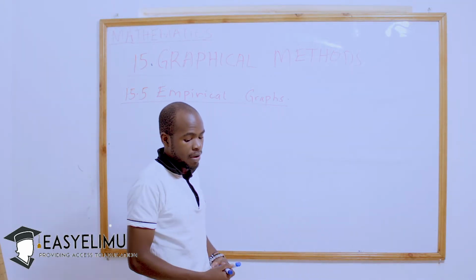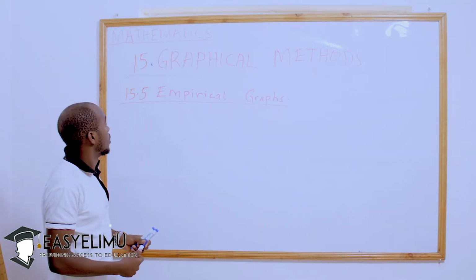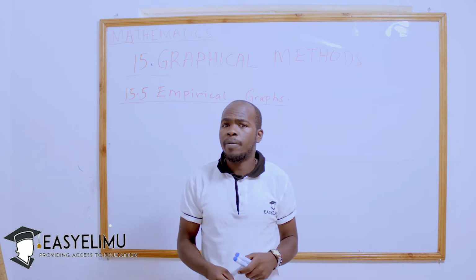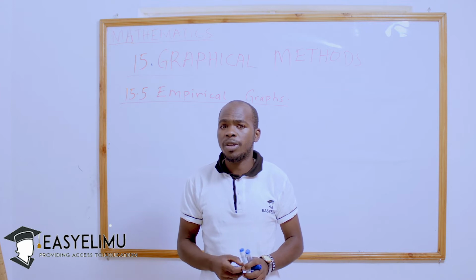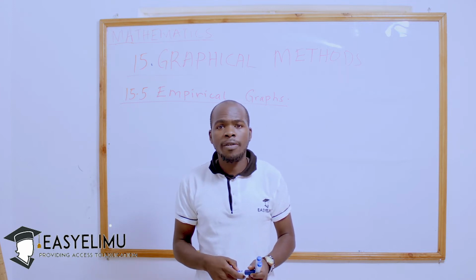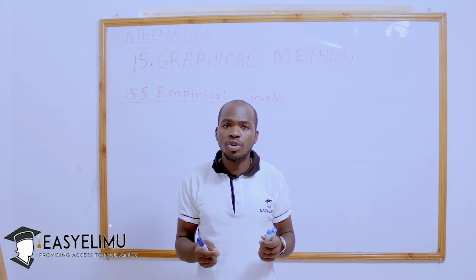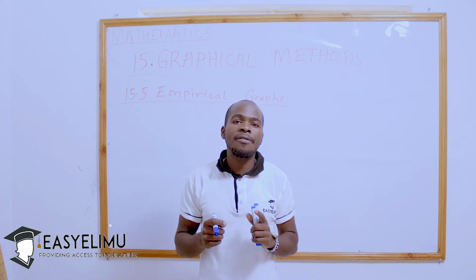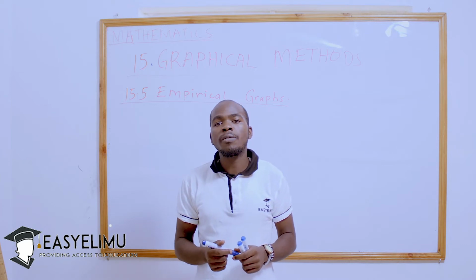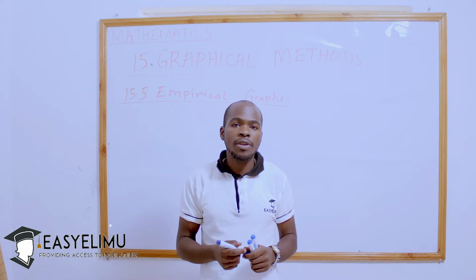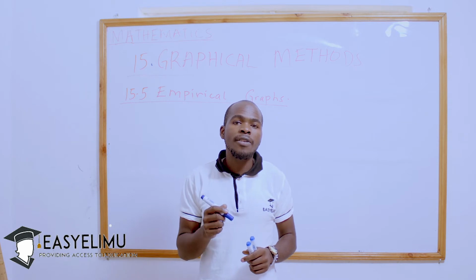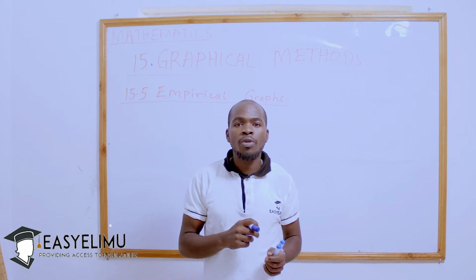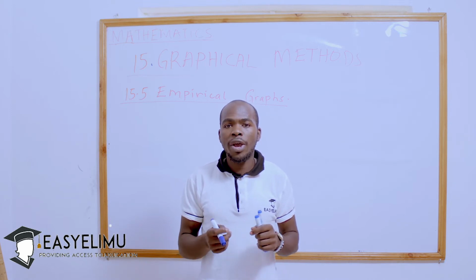Now let's view empirical graphs. Under empirical graphs, we will find that as you collect some data from experimental events you have done or observations made from the field, that raw data will have some errors. When you use them to construct given kinds of graphs, you will find that some of the points may miss the line where you want to construct it.